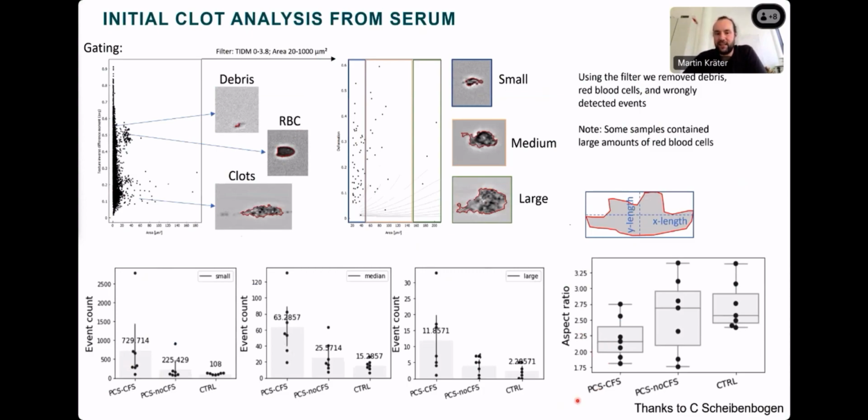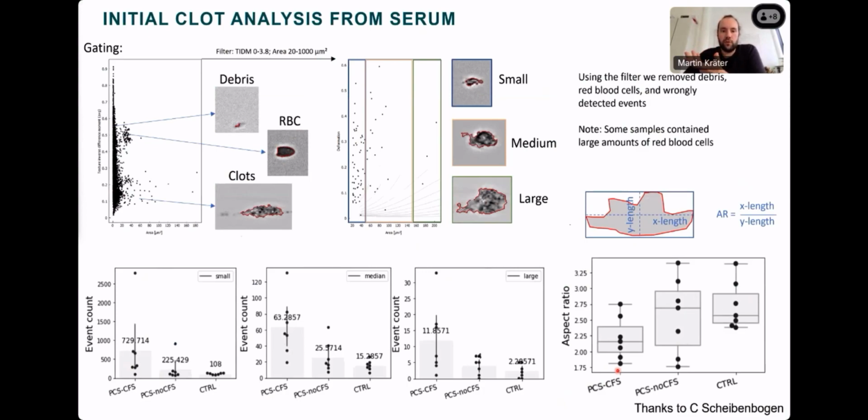And we see again that for post-COVID patients with ME/CFS, these large clots do not deform as much as the ones for non-ME/CFS or control patients. That means that not only do these patients have more of these clots, they also have less deformable objects. I just want to say here, this is all unpublished data. And I'm very grateful that Carmen allowed me to show it here at this conference.